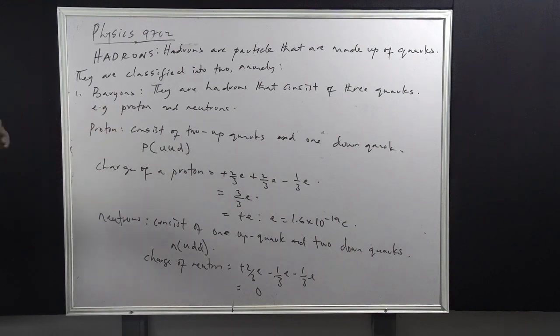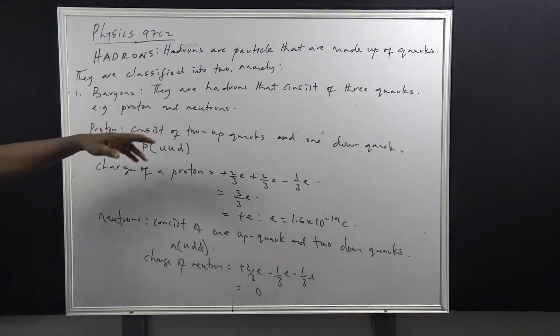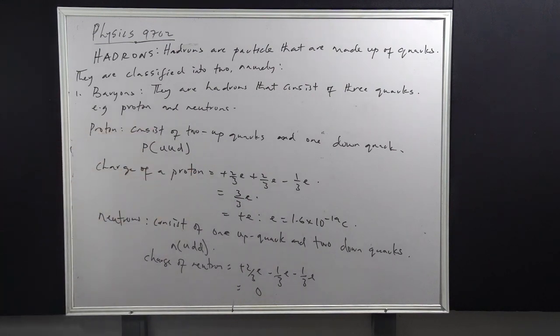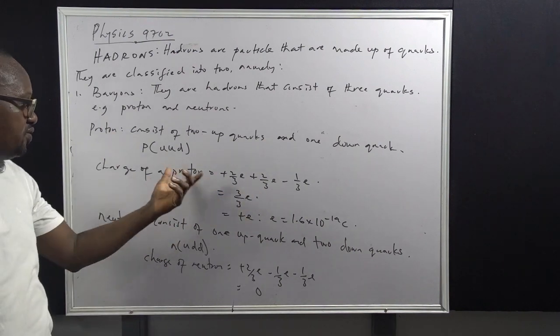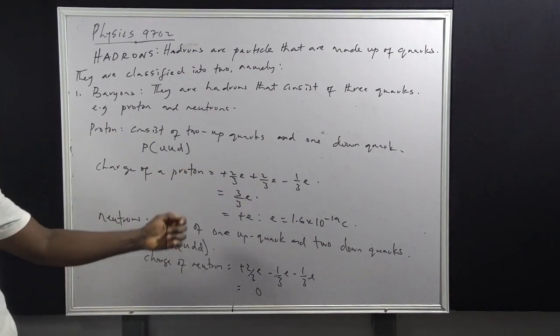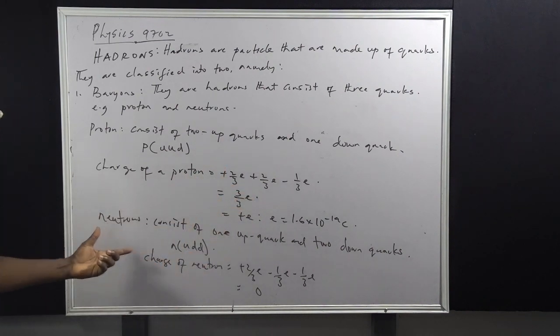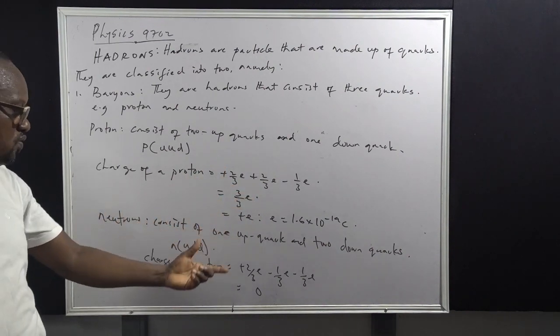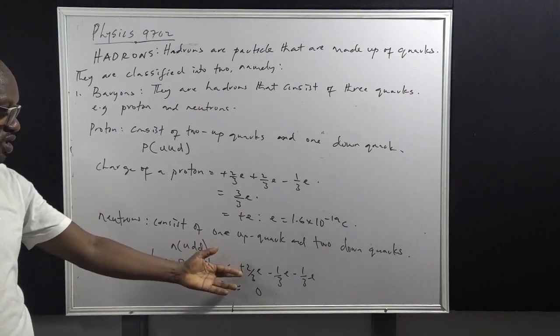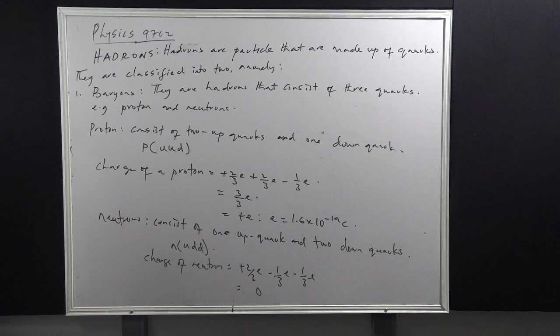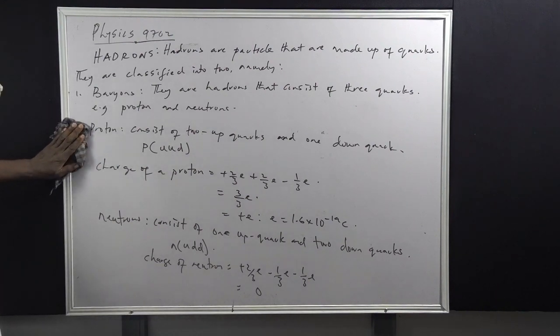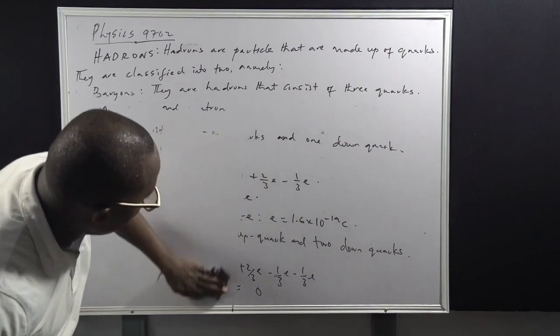So hadrons are particles that are made up of quarks. They are classified into two, namely, you have baryons. Baryons are hadrons that consist of three quarks, e.g. protons and neutrons. So protons consist of two up quarks and one down quark. So from this we can write the charge of a proton as the sum of the charge of the quarks: charge of two up quarks plus the charge of one down quark. Then we have the neutron, which consists of one up quark and two down quarks. So the charge of a neutron will be the charge of one up quark plus the charge of two down quarks. Okay?